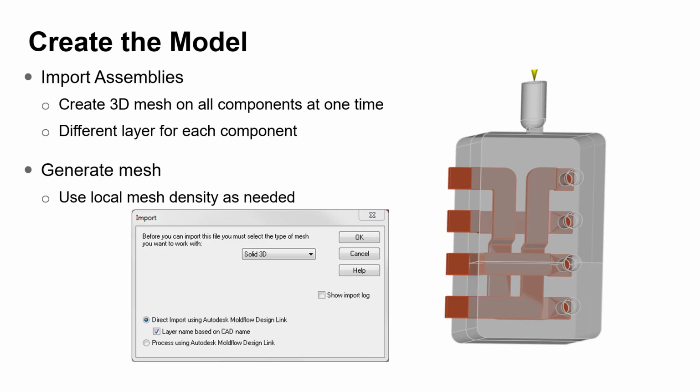And so you import the assembly and create a 3D mesh of all the components at one time. Different layers for each component automatically get assigned. Generate the mesh, and use the local mesh density as needed. If you want some areas to be a little finer, you can define the local density. But as I said, there's no need to do that, it all depends upon you. And when the mesh is created, of course, for the part it would be a default 10 layer tetra mesh, and for the inserts it will be a 6 layer tet mesh.